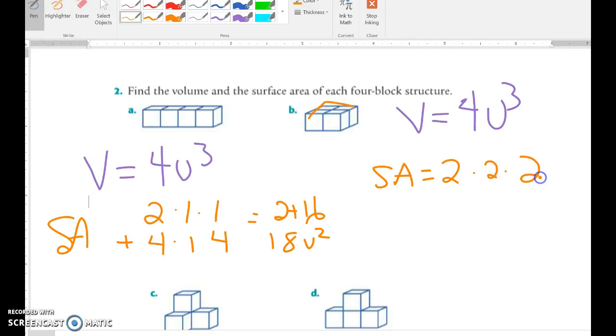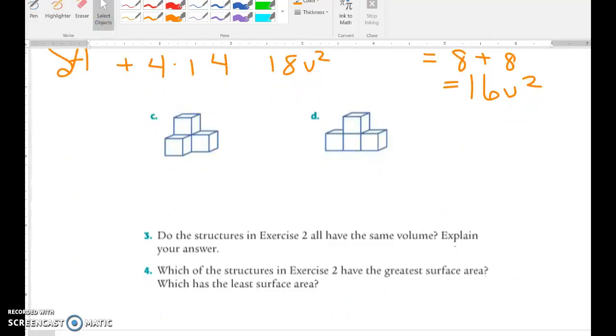So that's actually 8. Now we have 4 identical sides also, but those identical sides are 2 times 1. So it's 4 times 2 times 1. So all of a sudden we're at 8 plus 8, and we're at 16 square units. Okay?